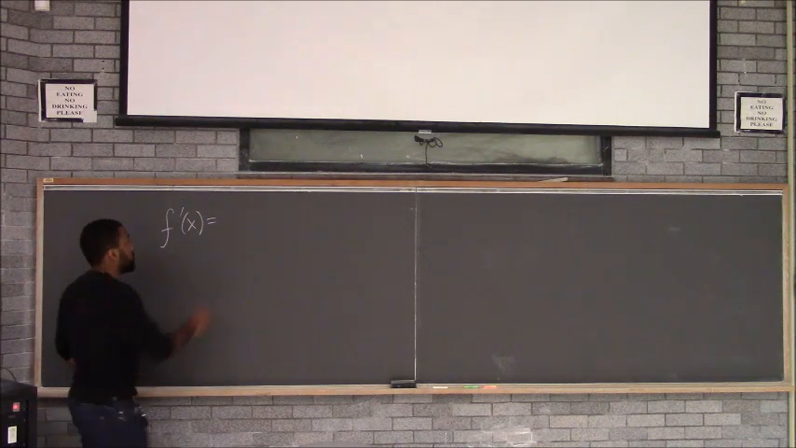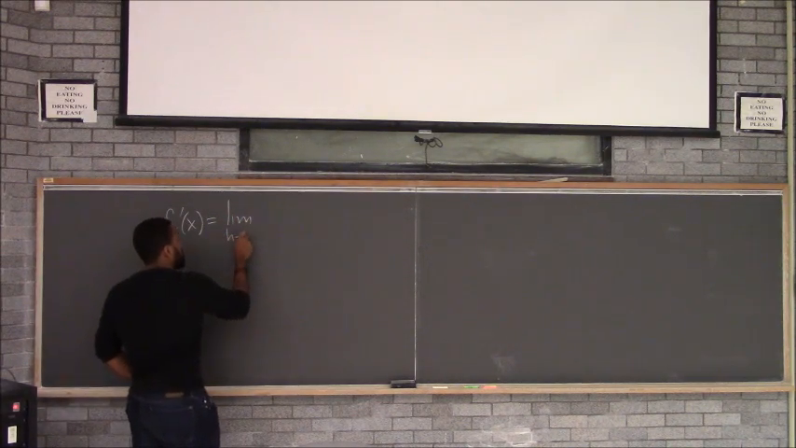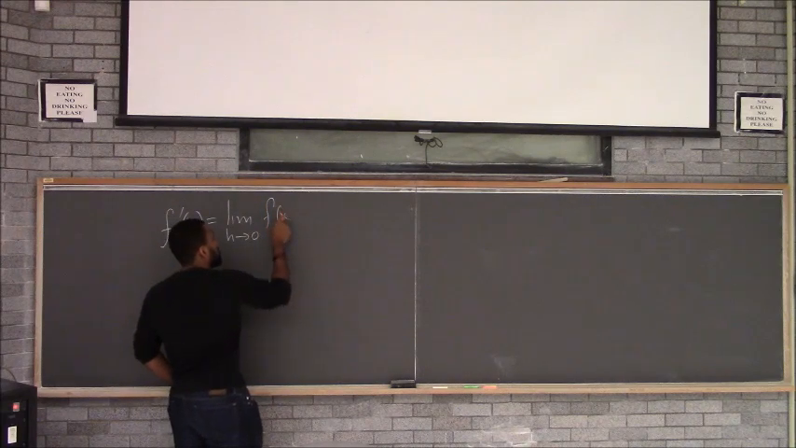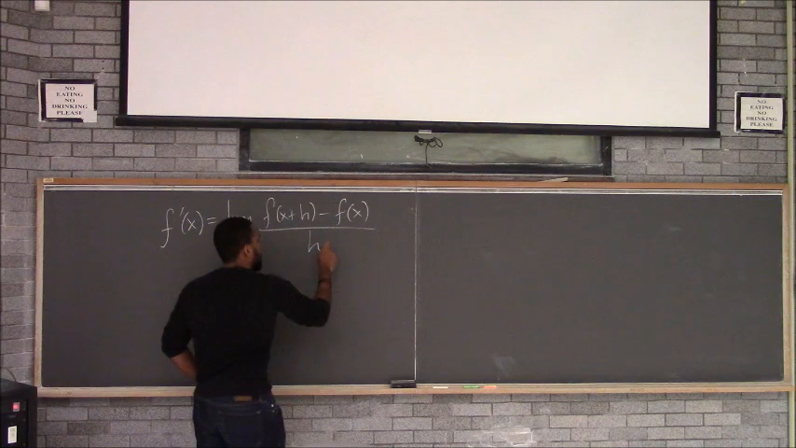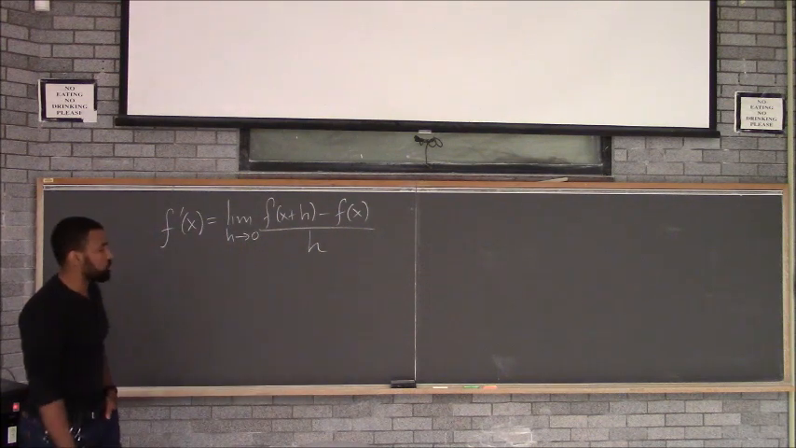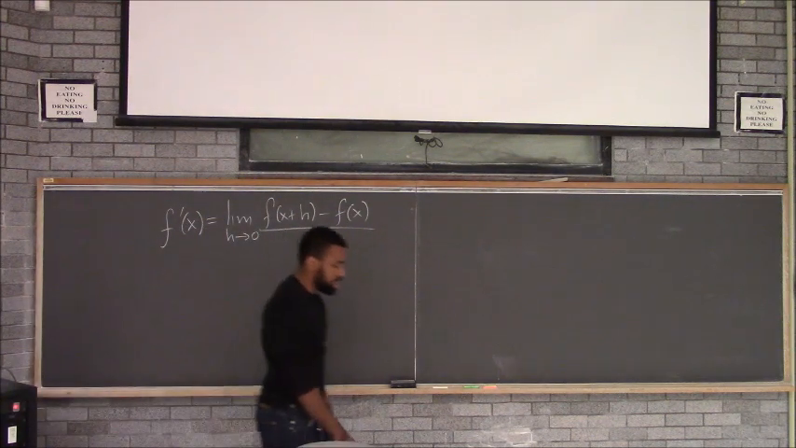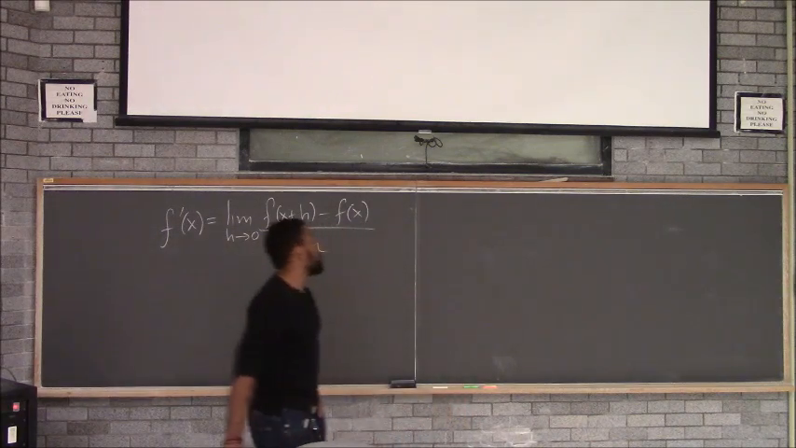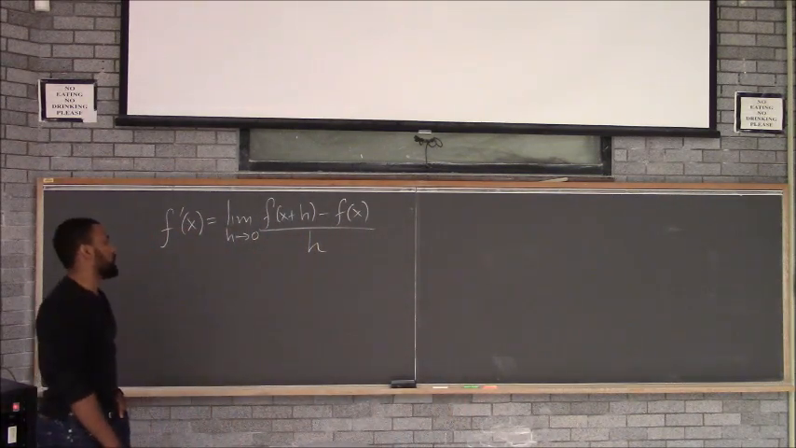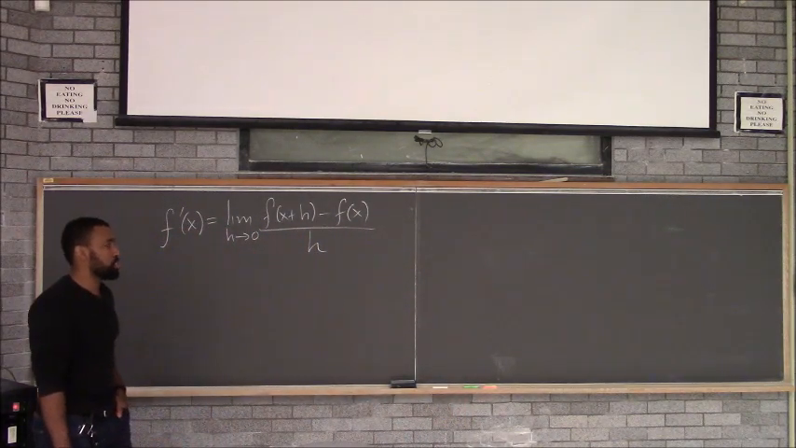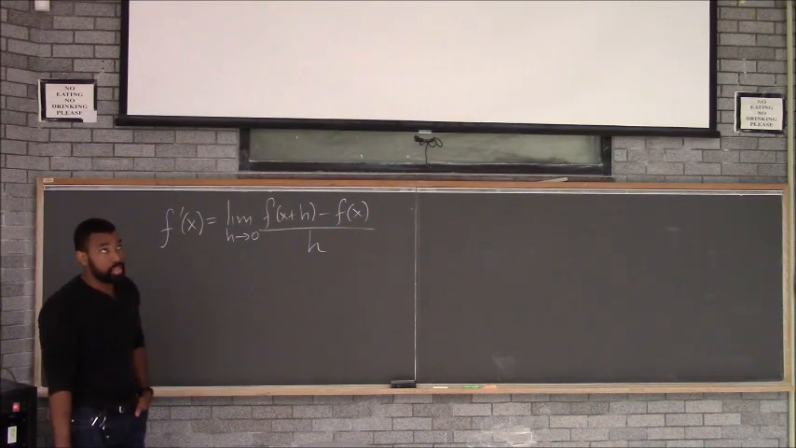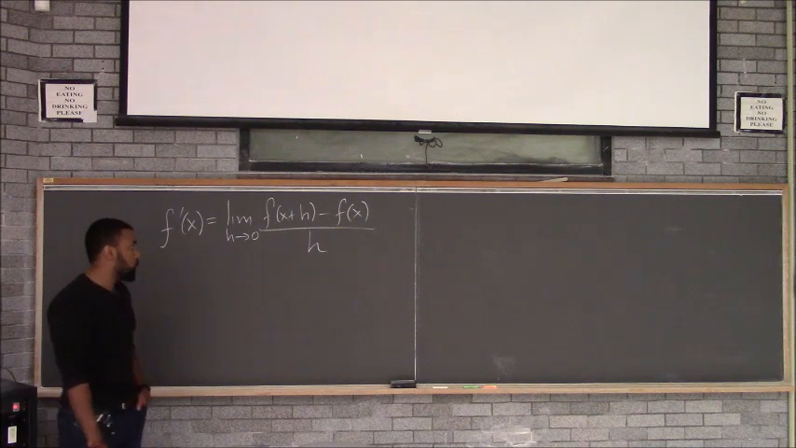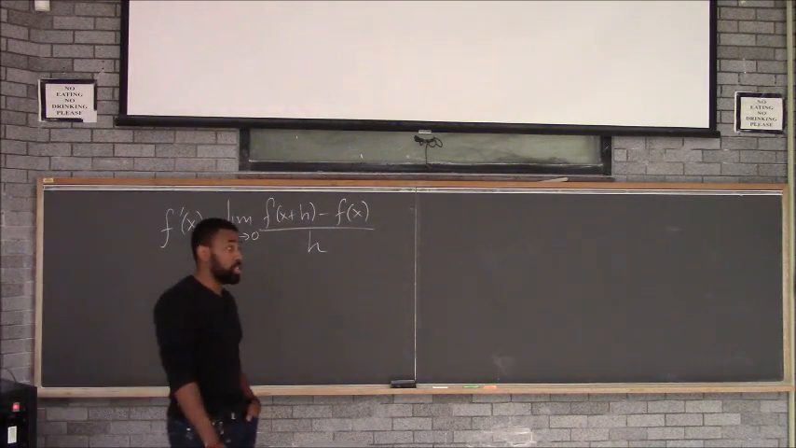As h approaches 0, f of x plus h minus f of x over h. Right? That's a limit. It is called the derivative. It helps us to find the slope of the tangent line to a function f of x at the point x, or that is the slope of the function, or we call this the rate of change of f, or the instantaneous rate of change of f, or we say this is how fast f is changing with respect to x.